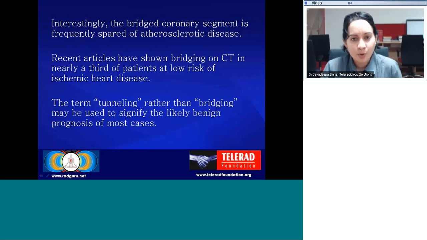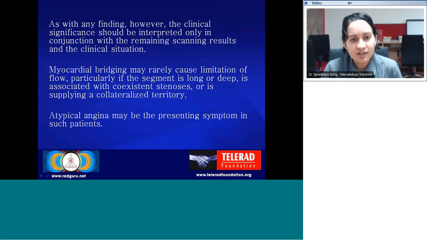So why is it important to note and mention this particular anatomic variant? The bridged coronary segment is frequently spared of atherosclerotic disease. And there are recent articles which have shown that bridging on CT is seen in nearly a third of the patients who are at low risk of ischemic heart disease. So since it is a rather benign variant, the term tunneling is to be used rather than myocardial bridging, and it signifies its benign prognosis in most cases. The clinical significance of it should be interpreted only in conjunction with the remaining scanning results and the clinical situation.